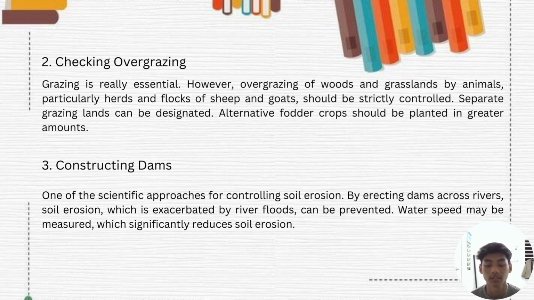Number 3, constructing dams. One of the scientific approaches for controlling soil erosion is erecting dams across rivers. Soil erosion, which is exacerbated by river flows, can be prevented. Water speed may be measured, which significantly reduces soil erosion.